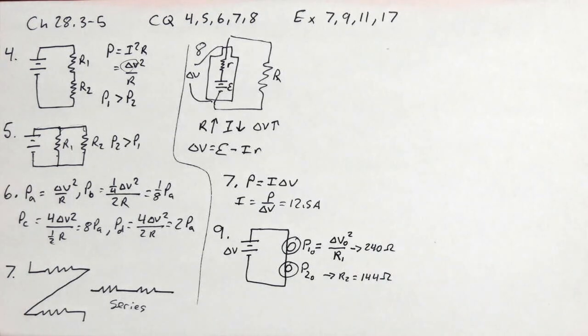Now, R1 and R2, resistance is a property of the device, not what you're doing to it. So it doesn't matter if it's hooked up to 120 volts or 3,000 volts or 2 volts. The resistance is the same. Now that we have found those resistances, we can find the actual power dissipated by these two.